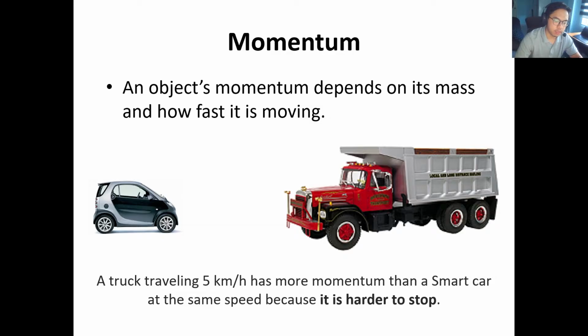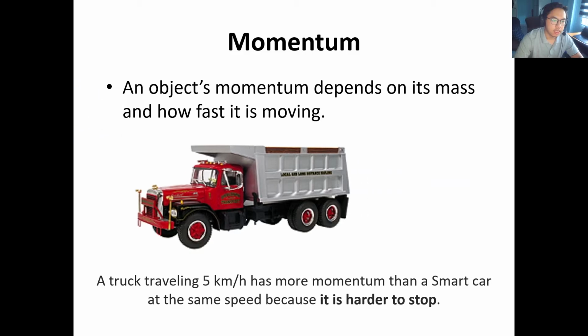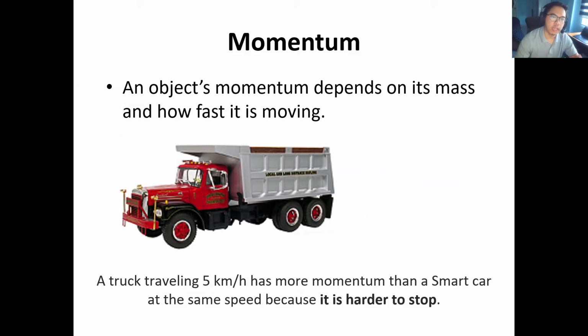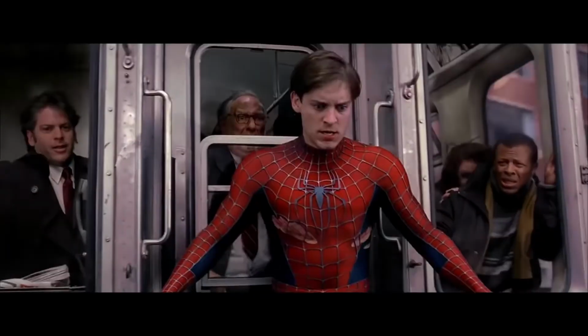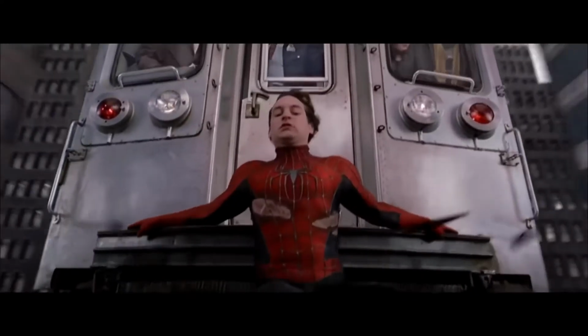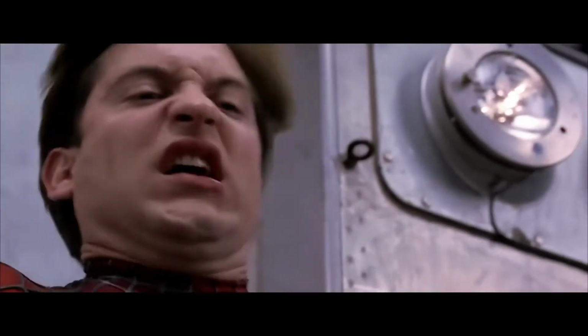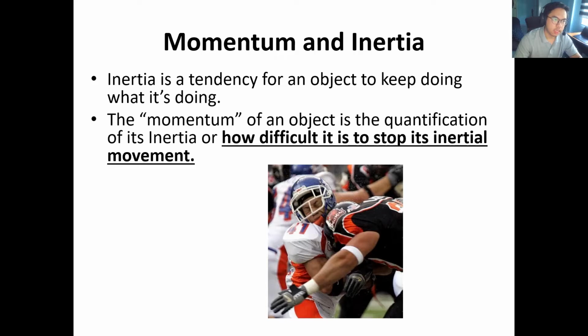An object's momentum depends on its mass and how fast it's moving. As you can see from this example, a truck traveling 5 kilometers per hour has more momentum than a smart car at the same speed because it is harder to stop. An object with a bigger mass has more momentum, which means it's harder to stop. Also, if the object is faster, it's also harder to stop.